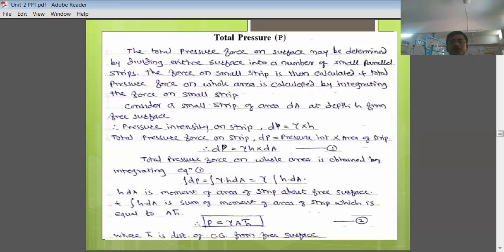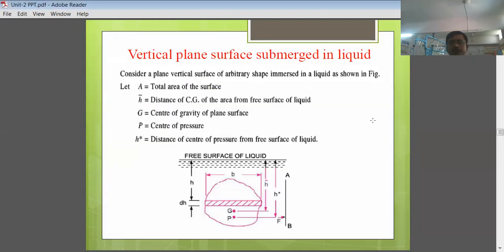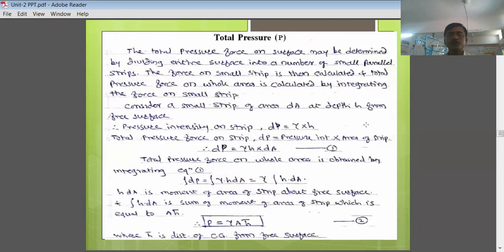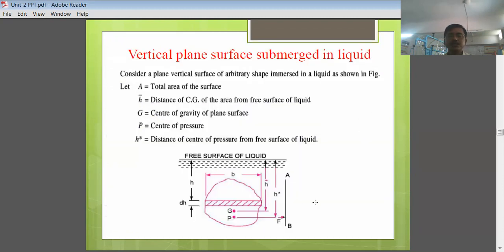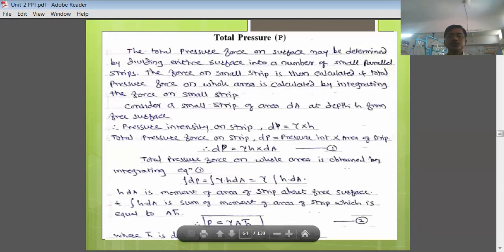First of all, we are going to derive the equation for the total pressure as well as for the center of pressure. Total pressure means we derive the equation for P, and center of pressure means we derive the equation for H star. What is H star? It is the distance from the free liquid surface of the point at which the total pressure force is acting. So we derive these two equations. First we derive the equation for the total pressure. To do this, we divided the entire surface of the vertical plane surface into a number of small strips.